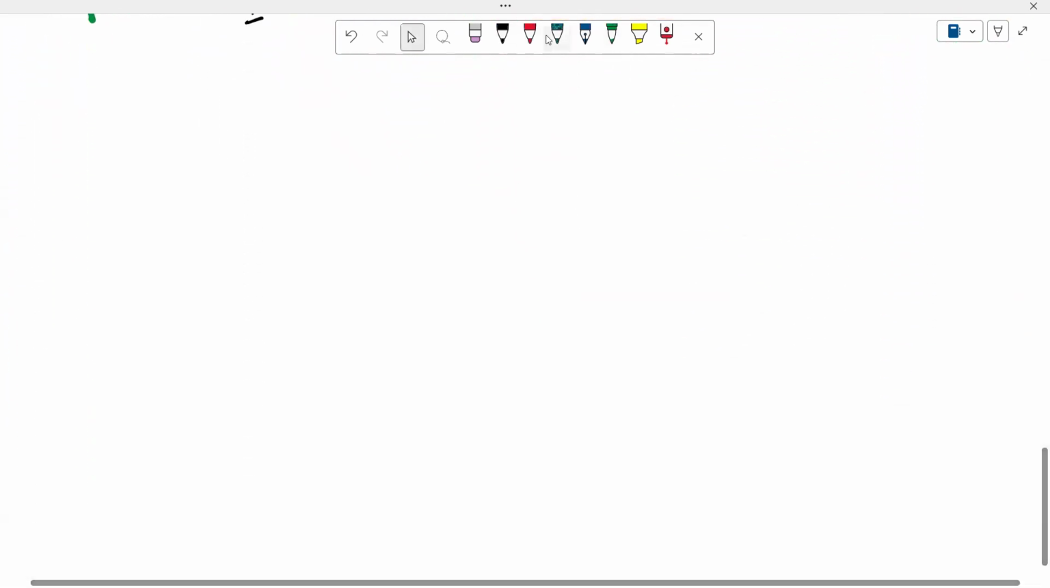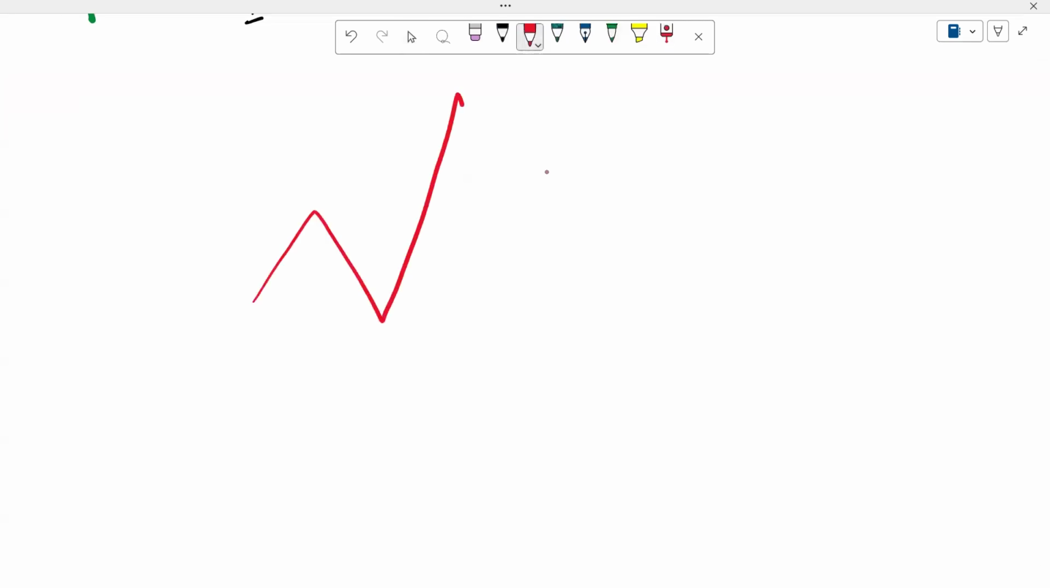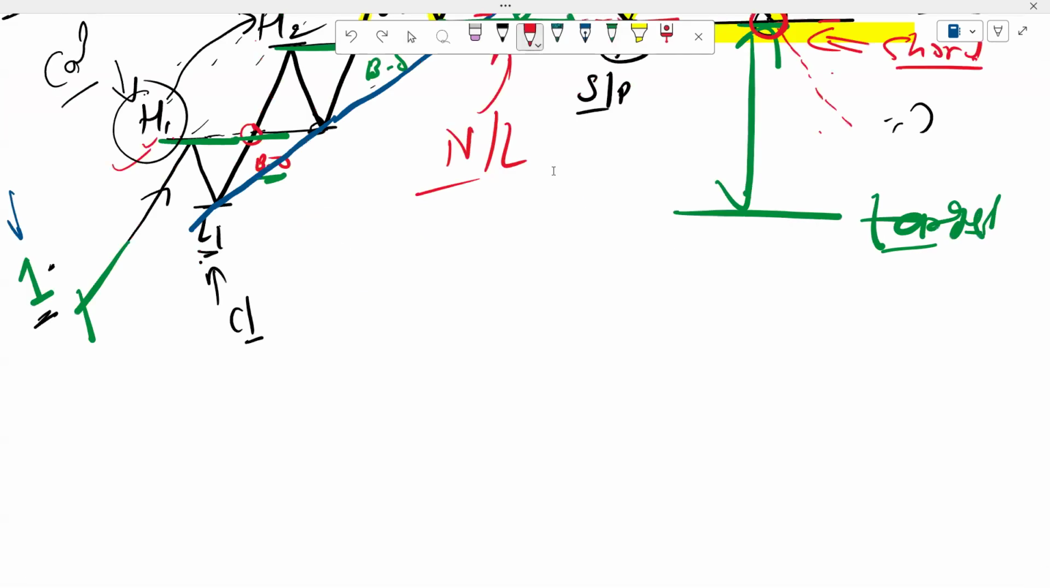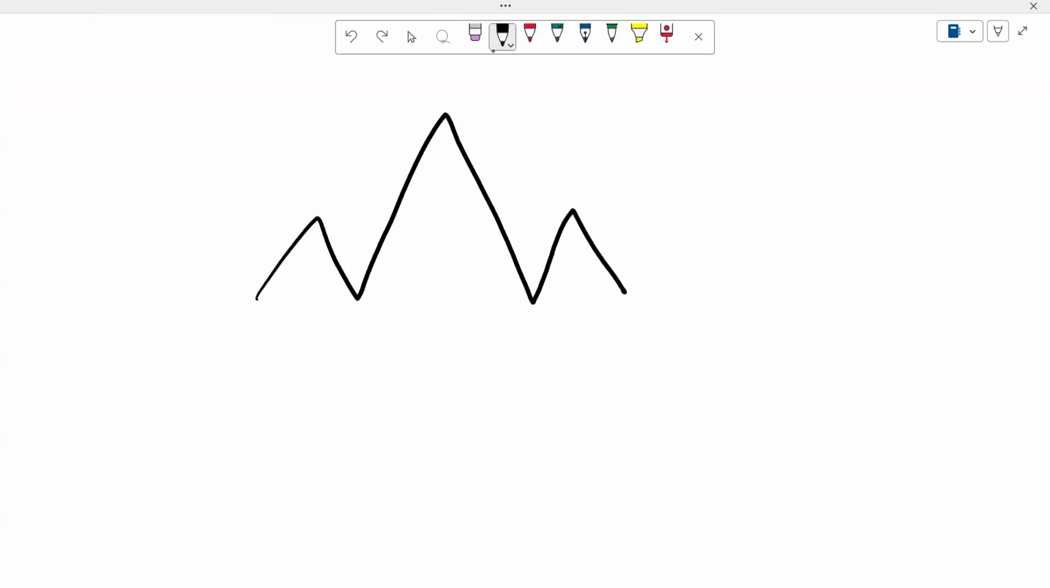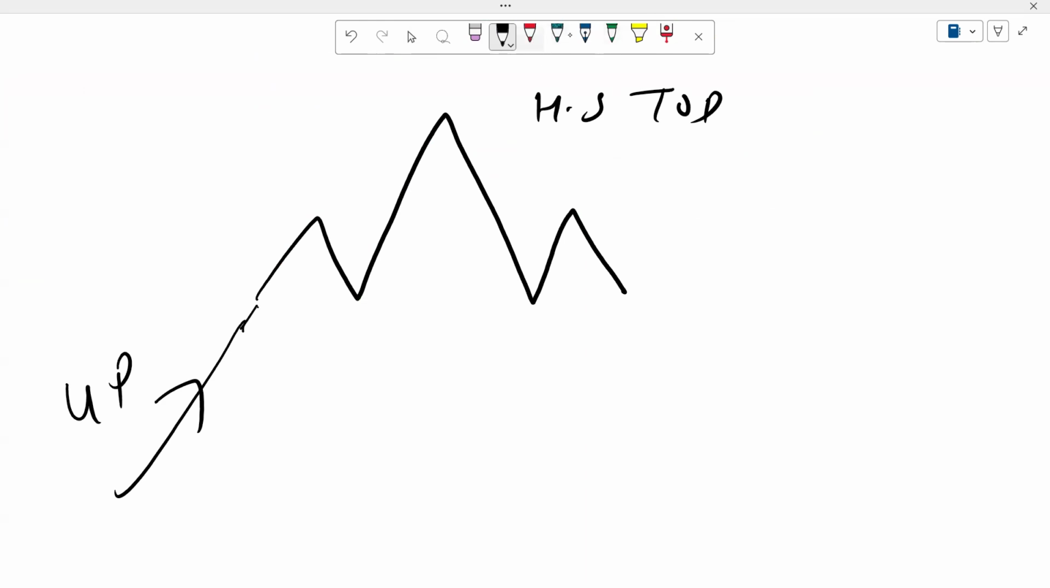Let me clear it here, in simple language. This is the formation of a head and shoulder top. Okay, this is the formation. This is your left shoulder, this is your head, and this is your right shoulder. So this is your head and shoulder top pattern. The market is going up, and at the top you observe this pattern. Okay, I'll show you on the chart how you can observe this pattern.